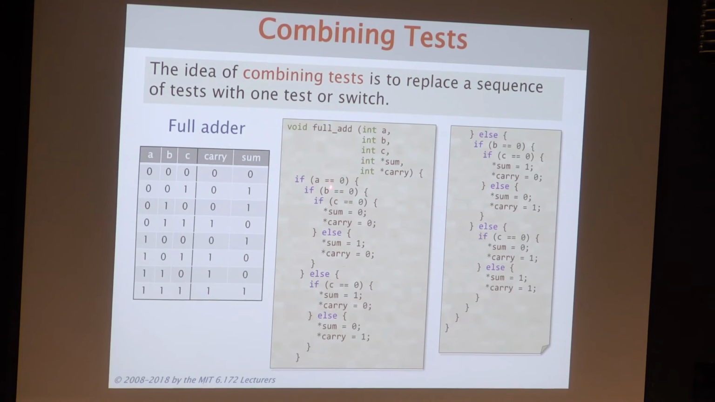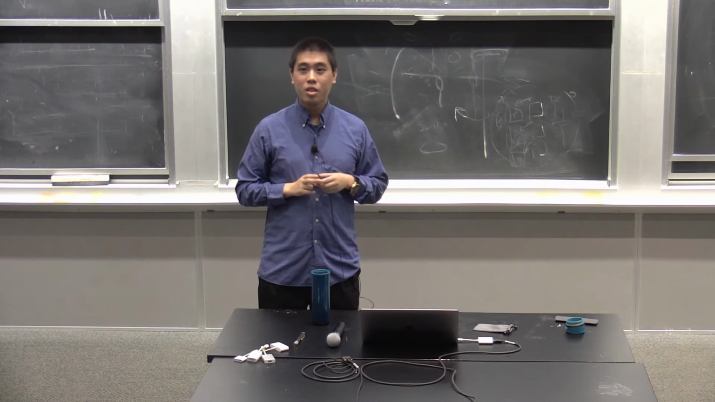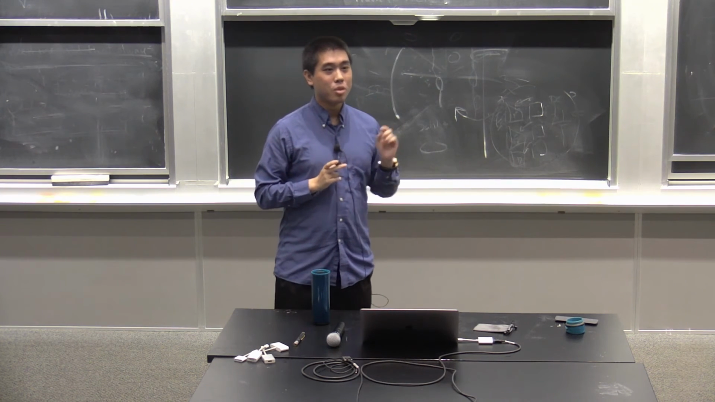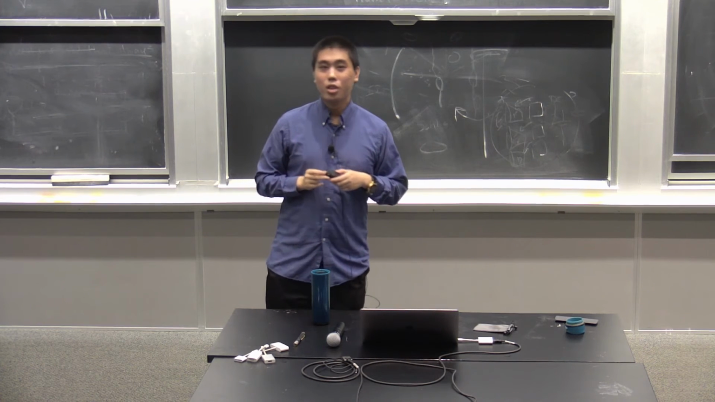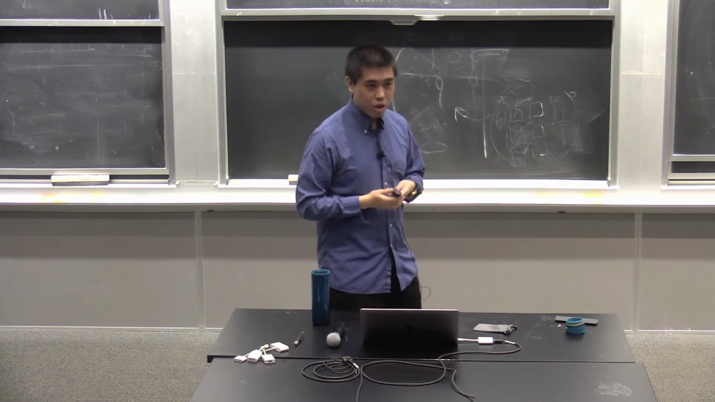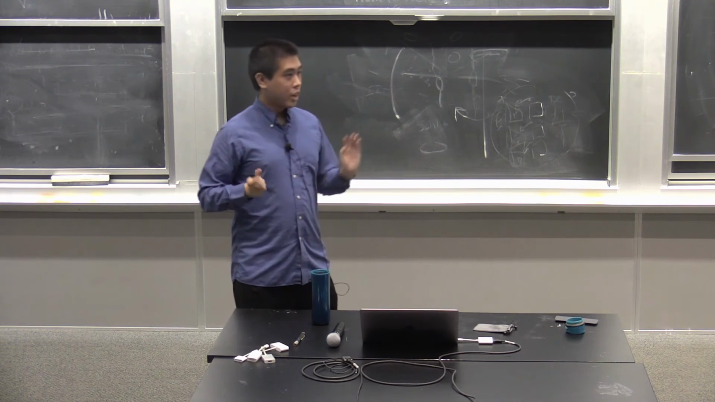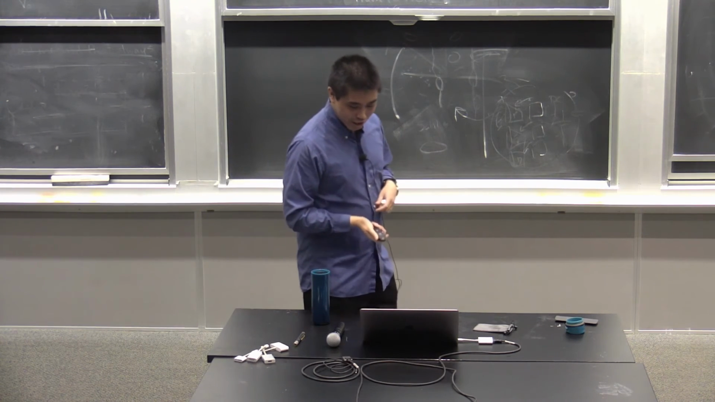It's first going to check if A is equal to 0. If so, it checks if B equals 0. If so, it checks if C is equal to 0. And if that's true, it returns 0 and 0 for the 2 bits. Otherwise, it returns 1 and 0, and so on. So this is basically a whole bunch of if-else statements nested together. Does anyone think this is a good way to write the program? Who thinks this is a bad way to write the program? OK, so most of you think it's a bad way to write the program. And hopefully I can convince the rest of you who didn't raise your hand.